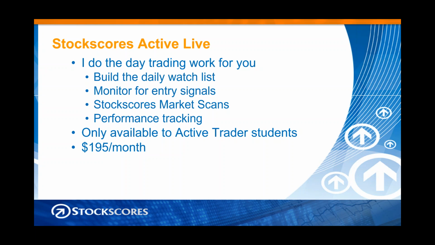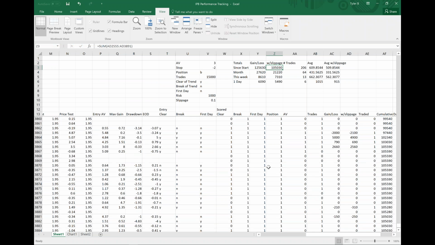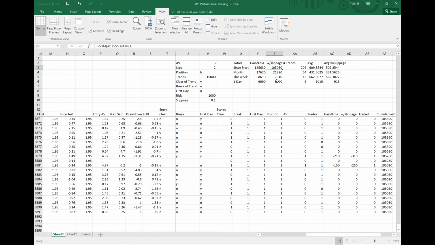We do some Stockscores market scans together. We track our performance each day. Basically, I show you that spreadsheet that I was showing you earlier. So we'll go through and review the trades of the day. Today there were 6 trades, and the best winner was $4,900. The biggest loser was minus $2,100. Overall, it was up $5,490. By the way, this is for a $1,000 risk limit. If I change that $1,000 to $100 of risk, then you see it ratchets down the profitability overall.